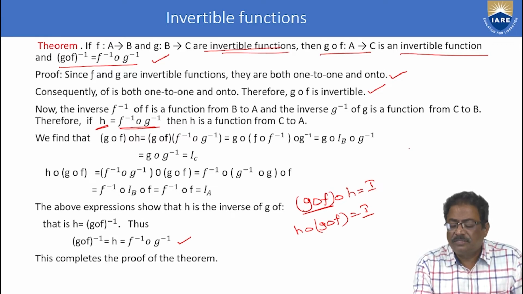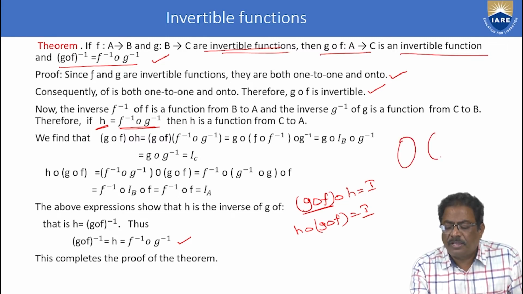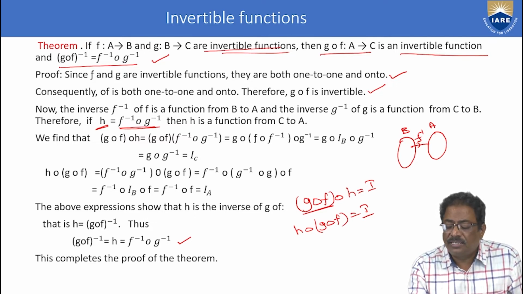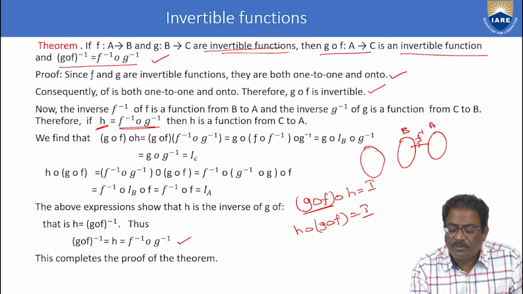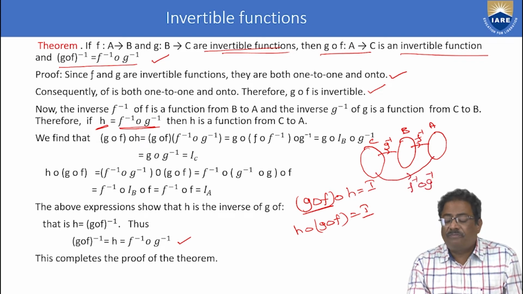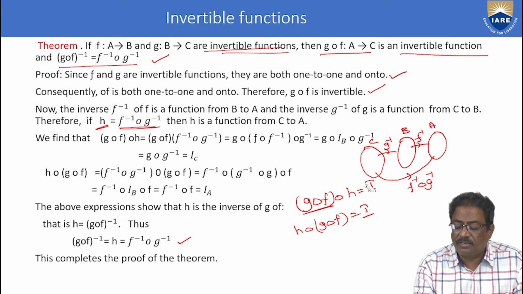f inverse is a function. If f is from A to B, then f inverse is from B to A. And g is from B to C, so g inverse is from C to B. Now this is f inverse circle g inverse, which is from C to A.